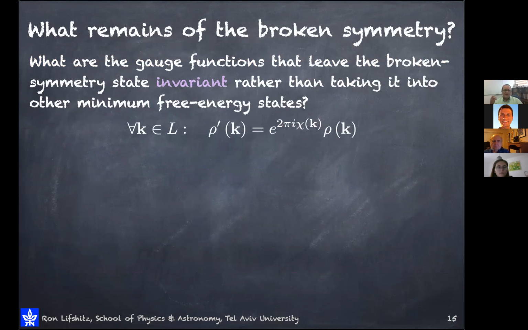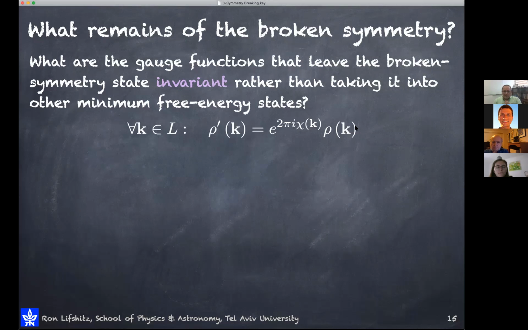We should still ask, what is the set of gauge functions that leave the broken symmetry state invariant rather than taking it into another minimum free energy state? Okay, so I have a certain state. I apply a gauge transformation. It might take me to a different minimum. This is what I'm interested in, but it might leave that state invariant. Okay, so those I want to mod out.